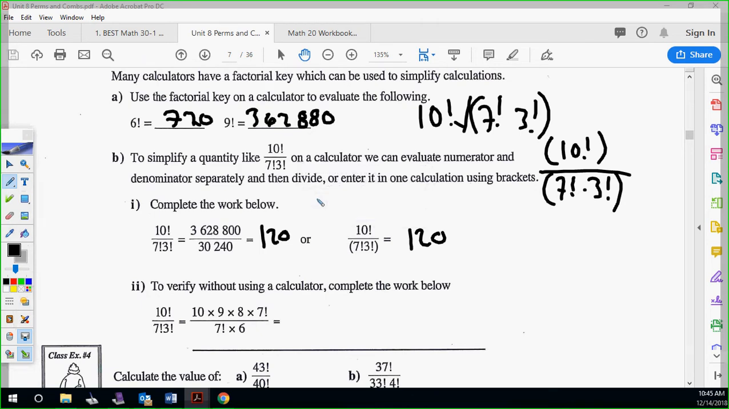And then again, to verify, get 120 again. Yeah, they're all 120, however you put it in. Well, it's multiplication. Yeah, so it's treated as multiplication.